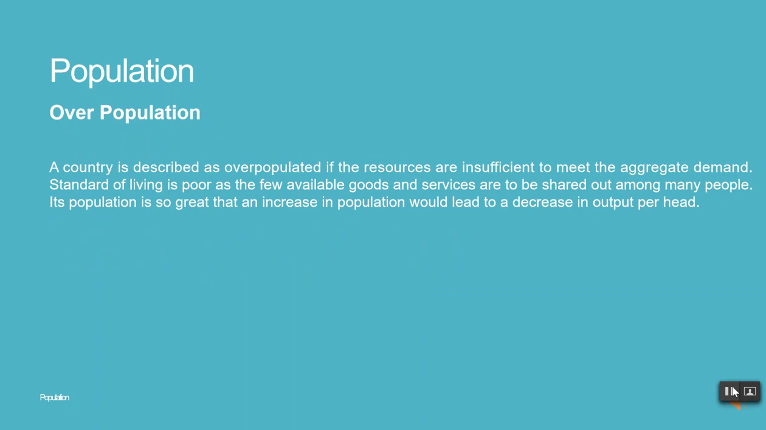A country is described as overpopulated if the resources are insufficient to meet the aggregate demand. Standard of living is poor as the few available goods and services are to be shared out among many people. Its population is so great that an increase in population would lead to a decrease in output per head.